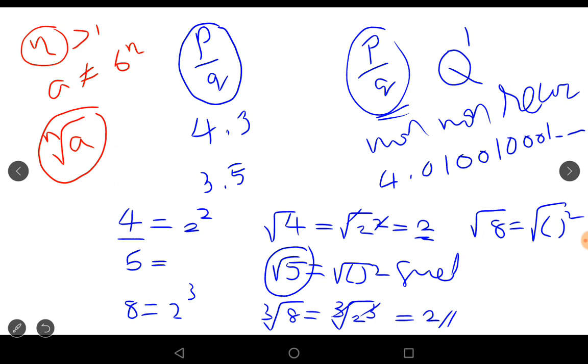Okay students, n is greater than 1 and a positive integer or natural number. a is a rational number. a is not expressed as any other rational number to the power of n. So the nth root of a is called a surd. All surds are irrational numbers. If we find the value of a surd, it is also a non-terminating, non-recurring decimal.